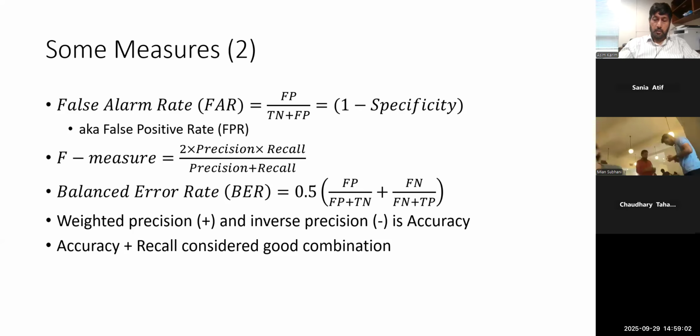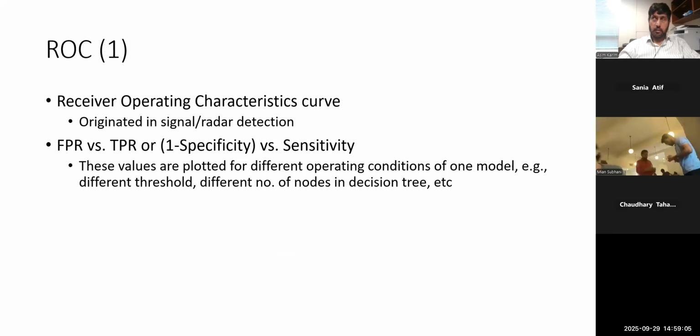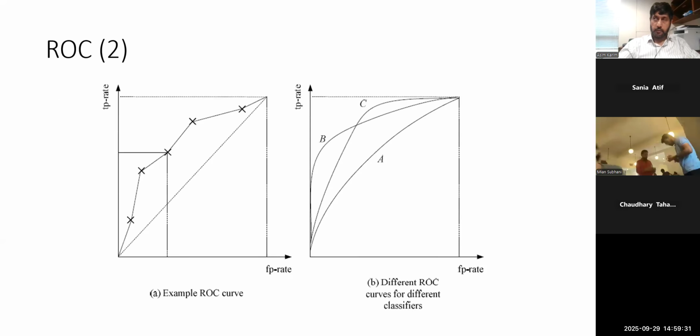For binary, the ROC curve is also quite popular, which is the receiver operating characteristics curve. This curve plots the true positive rate against the false positive rate. The false positive rate is 1 minus specificity, and the true positive rate is recall or sensitivity. There are multiple names for these measures. So the curve is given here.